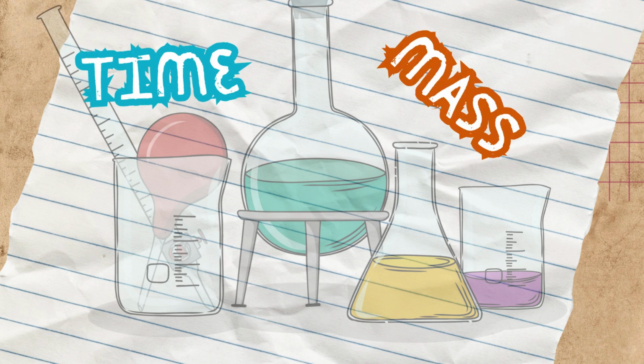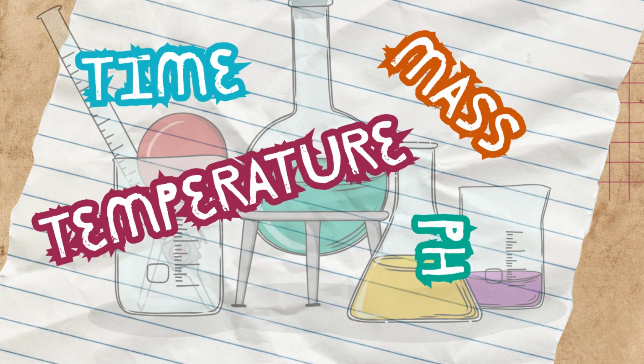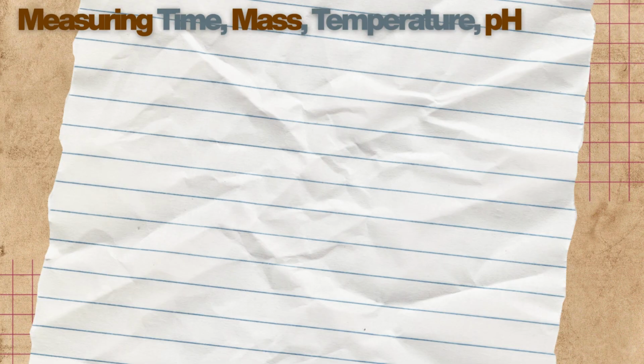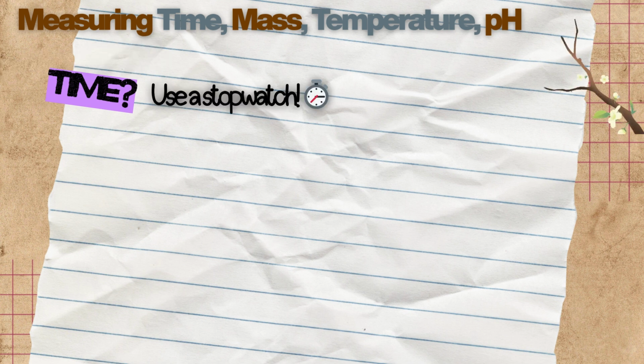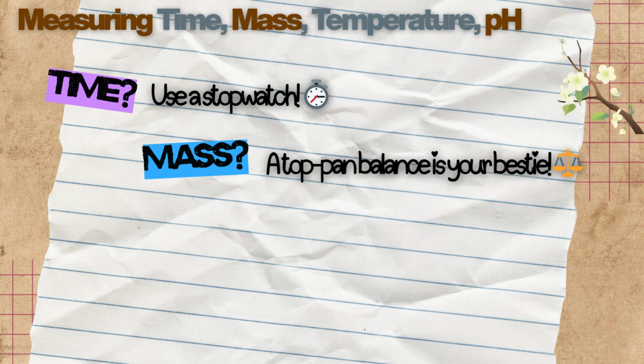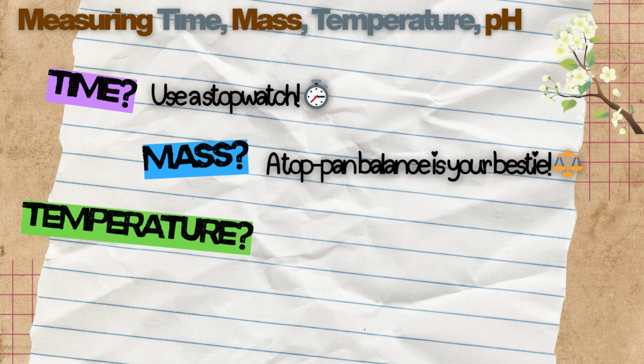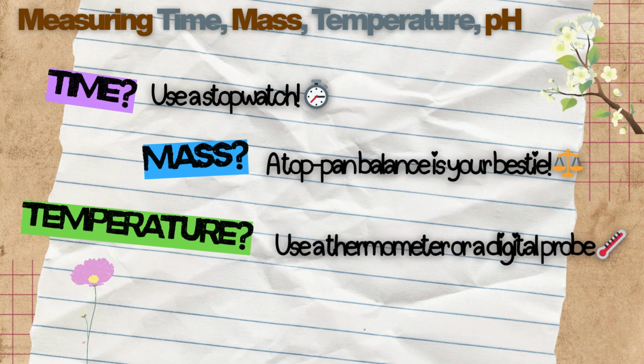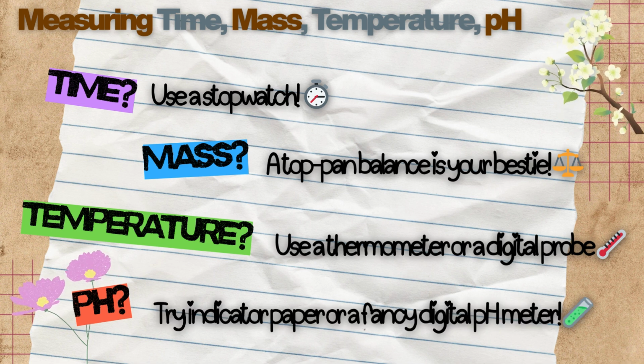Now, which equipment do we use for time, mass, temperature, and pH? So, measuring time, mass, temperature, and pH. For time, you can use a stopwatch. For mass, we can use a top pan balance. For temperature, use a thermometer or a digital thermometer. For pH, try indicator paper or a digital pH meter.